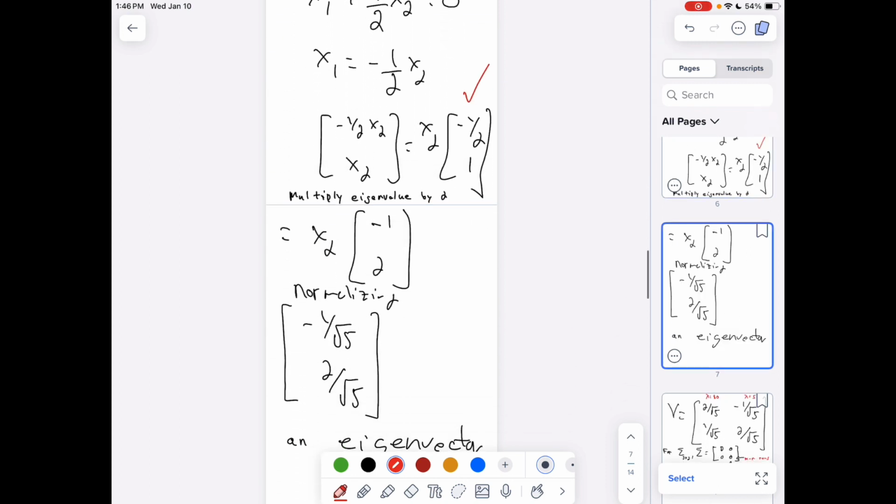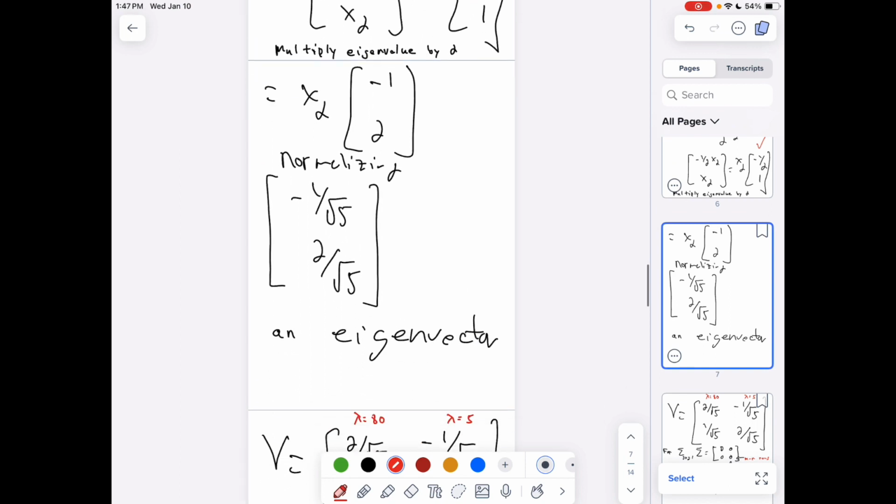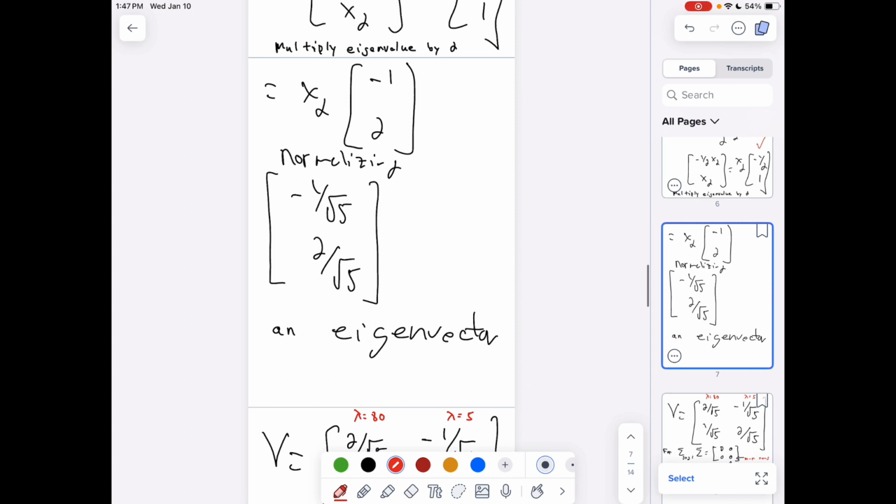And what I did was I multiplied that eigenvector by 2 so I can get rid of the fractions. And you get -1, 2 from that. And I'm going to do the same thing. I'm going to normalize it. And you get -1/√5 and 2/√5 as your eigenvector.